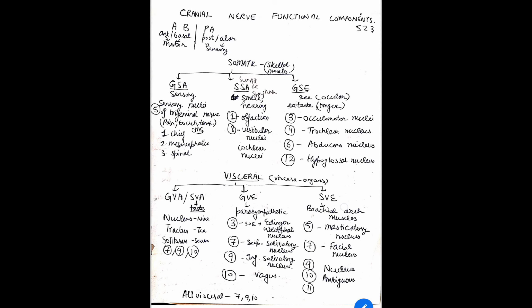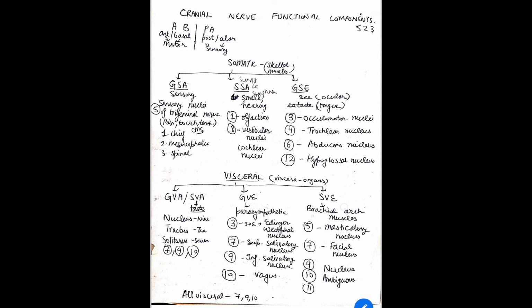Then we have special somatic afferent. Special is related to smell, like we smell special things like a rose, and we hear special things like someone telling something special to their love partner. So smelling and hearing are special somatic afferent. Smell is the first nerve, the olfactory nerve, and hearing is the eighth nerve, the vestibular or cochlear nerve, the vestibulocochlear nerve. So the first and eighth nerves are special somatic afferent.